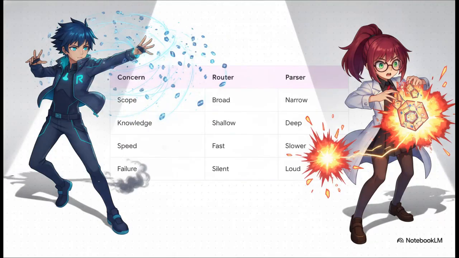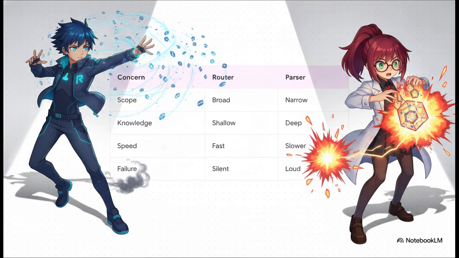When we look at this separation of concerns side by side on this cheat sheet, a really clear pattern emerges. The router's scope is incredibly broad. Its knowledge of the data is extremely shallow. It acts super fast, and crucially, its failures are almost always silent. It just quietly sends data to the wrong place and dusts off its hands.